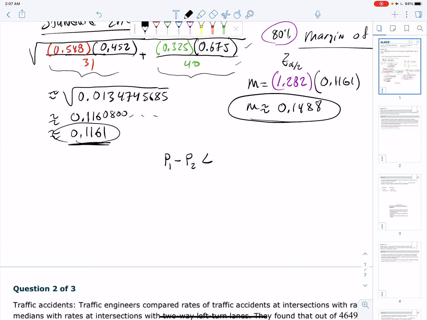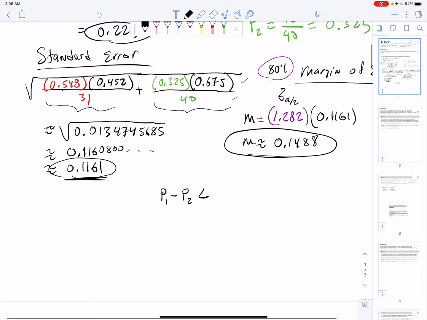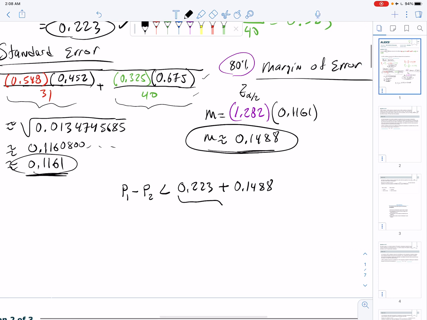Well, you take the point estimate, which is right here, 0.223. The point estimate is just an estimate of that, right? It's just a point estimate, it's just an estimate of that, but it's not perfect. So we're going to give it a margin of error, and we figured out the margin of error. The margin of error was just this guy right here. So the upper bound is going to be point estimate plus margin of error. And we add those together, we get 0.3718.